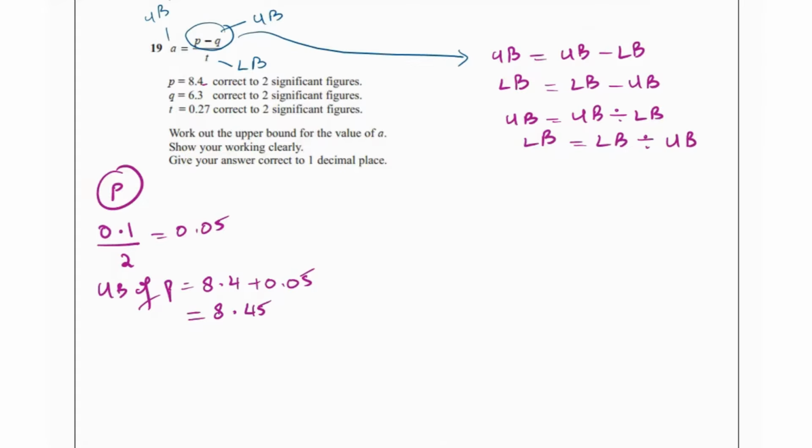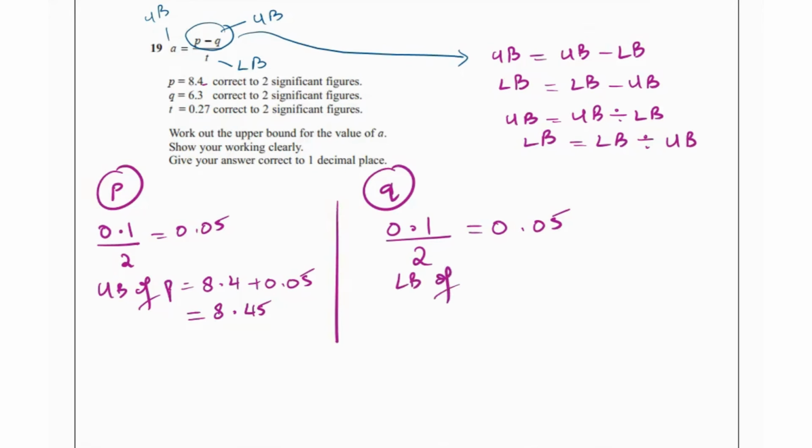Then we need to find the lower bound of Q. Q is 6.3 correct to two significant figures. The second significant figure is 3, and the place value of 3 is 0.1 as well. So divide that by 2, and that gives us 0.05. So the lower bound of Q is going to be 6.3 minus 0.05, which is 6.25.